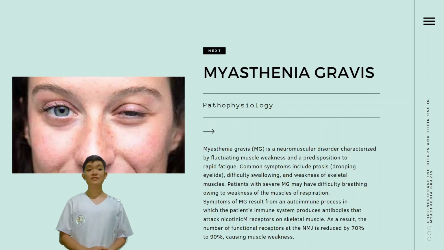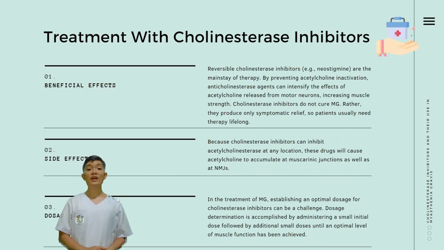Cholinesterase inhibitors like neostigmine can provide symptomatic relief for myasthenia gravis by preventing the inactivation of acetylcholine, increasing muscle strength. However, they do not cure the condition and can cause side effects by accumulating acetylcholine at muscarinic junctions as well as at NMJs. Dosage adjustment can be challenging, and an optimal level of muscle function is achieved by administering small initial doses. So that's all for my part.